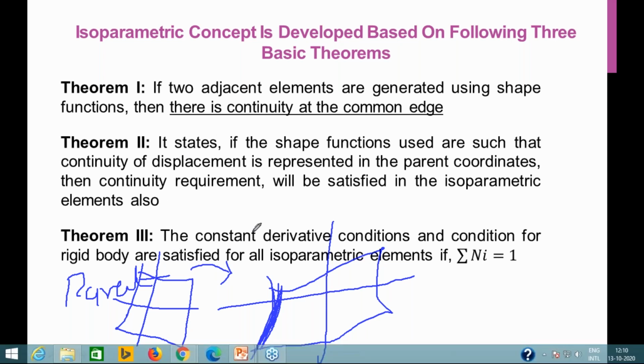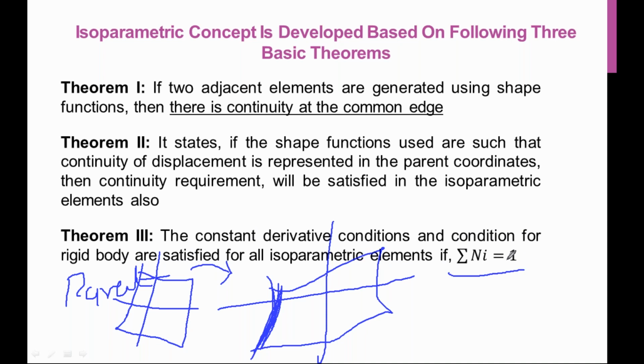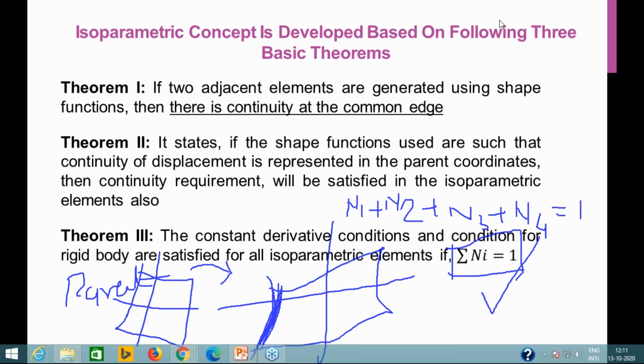Next, third theorem: the constant derivative condition and the condition for rigid body displacement are satisfied for the isoparametric element if the summation of the shape functions is equal to 1. So there is an important rule for the shape functions also, that N1 plus N2 plus N3 plus N4 is equal to 1.